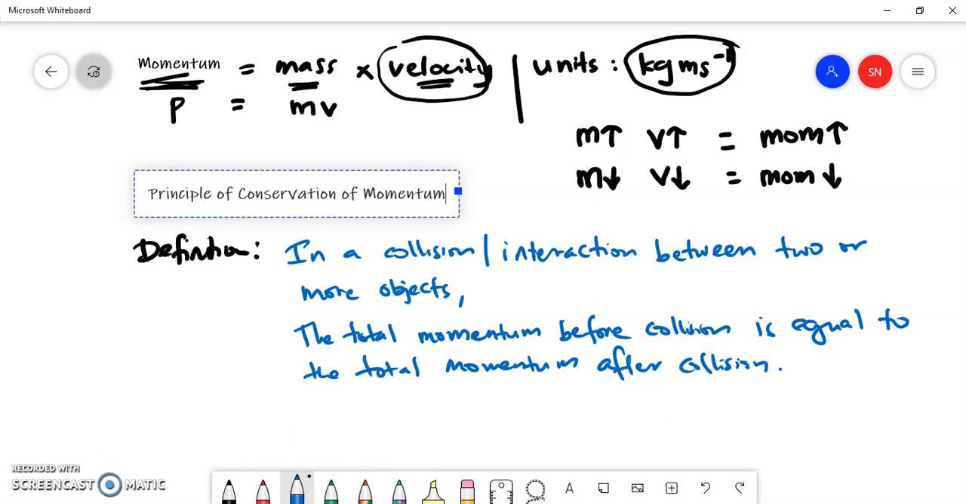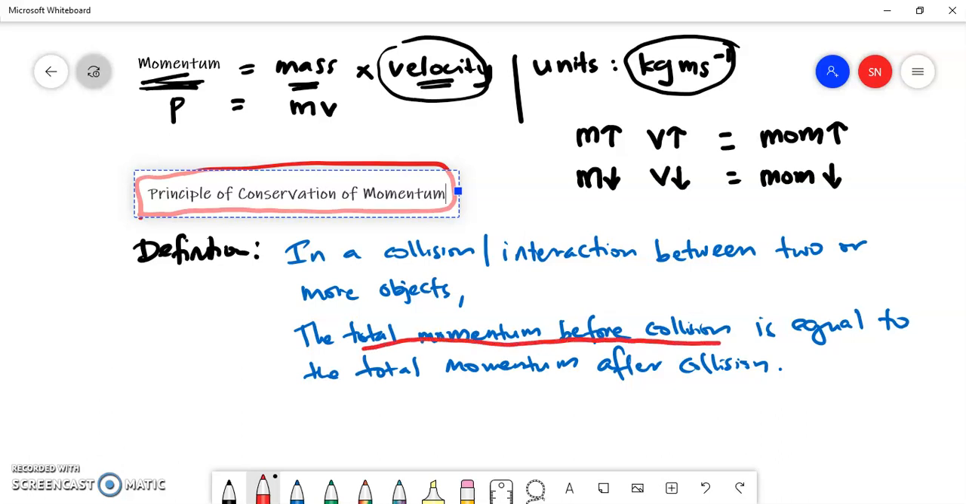So the whole idea of this principle of conservation of momentum is that in a collision between two objects, the total momentum before collision is actually equal to the total momentum after collision, which means that the momentum is conserved. Conserved means it does not change before and after collision. Alright, let me give you an example.